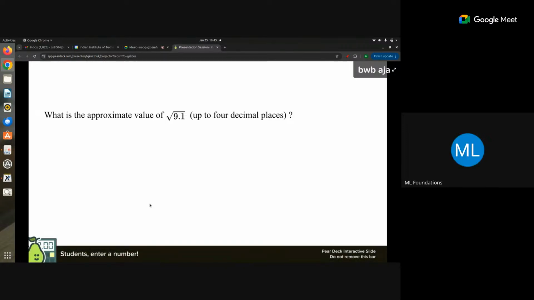What is the approximate value of root of 9.1? This problem will be solved using the linear approximation method, right? What is it called? Linear approximation.